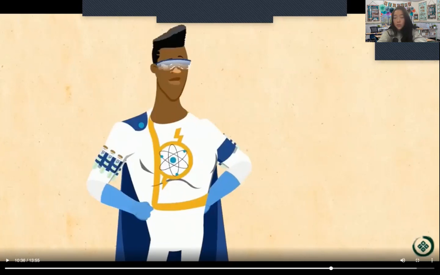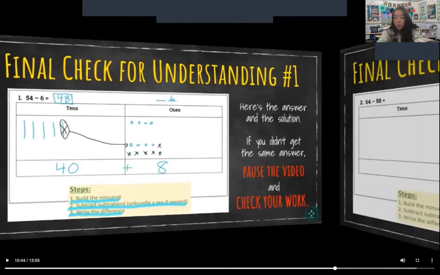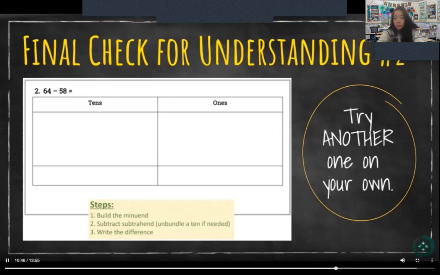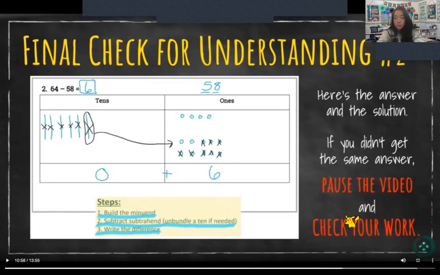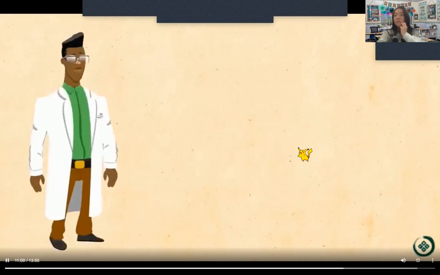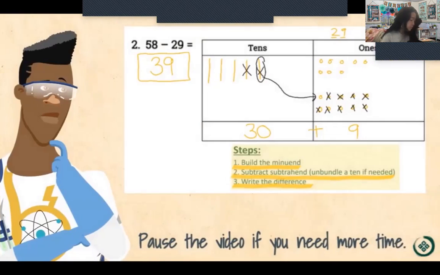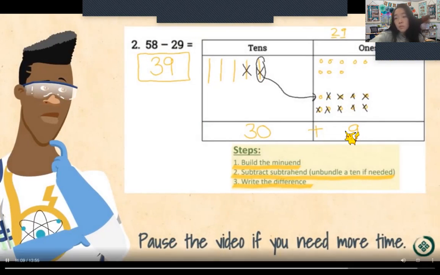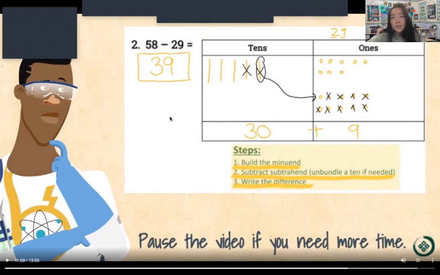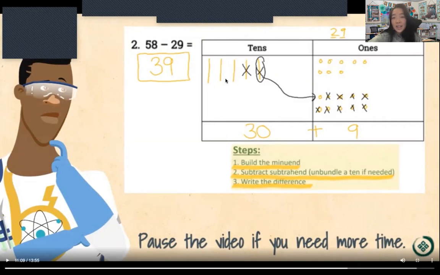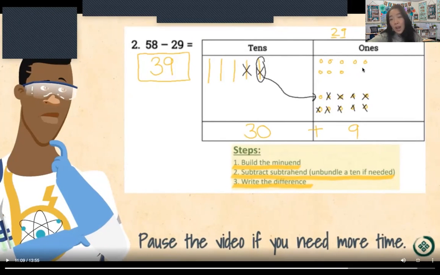And so you guys are going to have to find the error in this problem. Okay, so go ahead and look for the error. So we have 58 minus 29. So they did 1, 2, 3, 4, 5 tens, and 1, 2, 3, 4, 5, 6, 7, 8 ones. And we need to subtract 29. So we need to take away 9 ones, but we don't have enough ones.